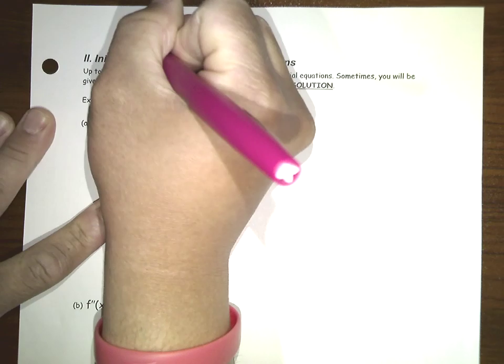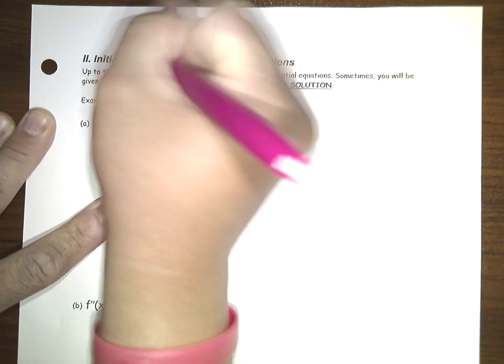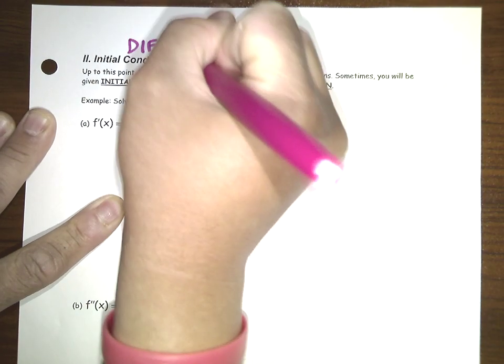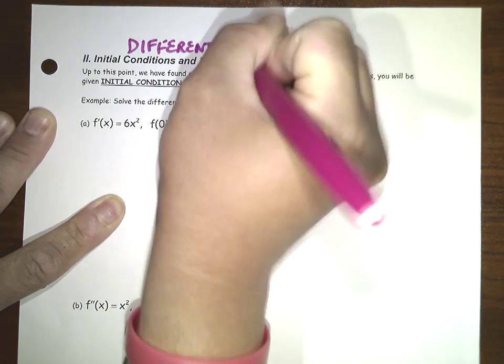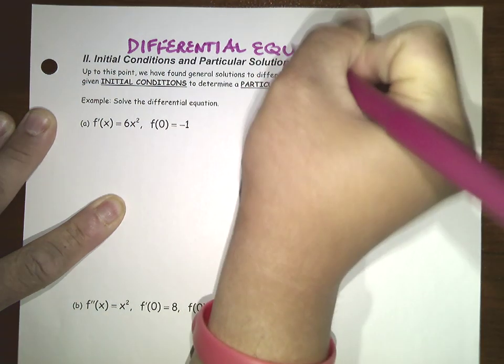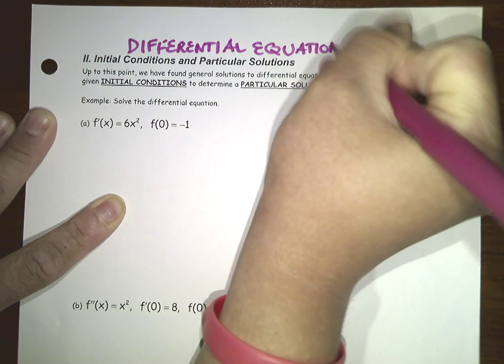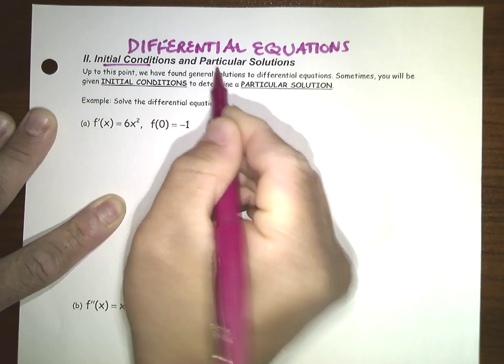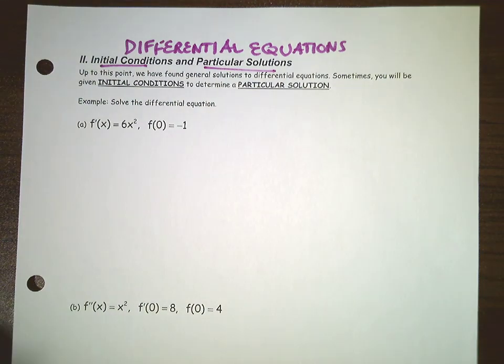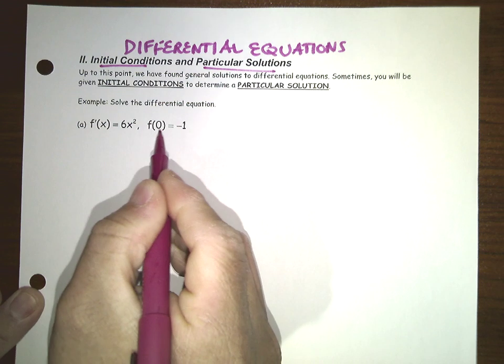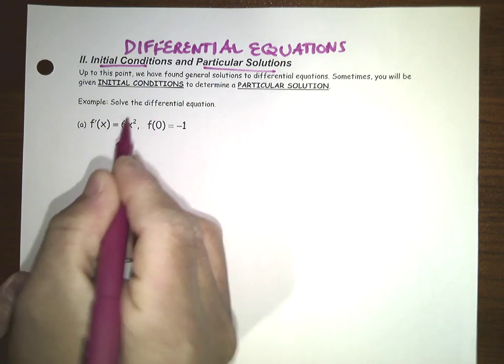So again, this is differential equations, and we are going to talk about specifically initial conditions and particular solutions. If you are looking at the first example here, solve the differential equation f prime of x equals 6x squared and f of 0 is equal to -1.